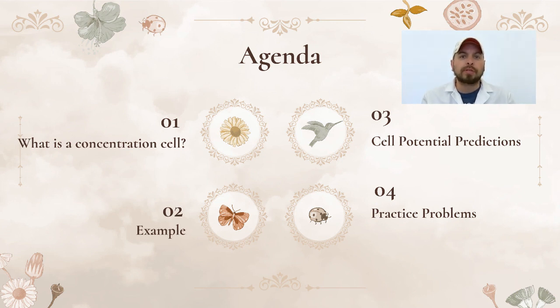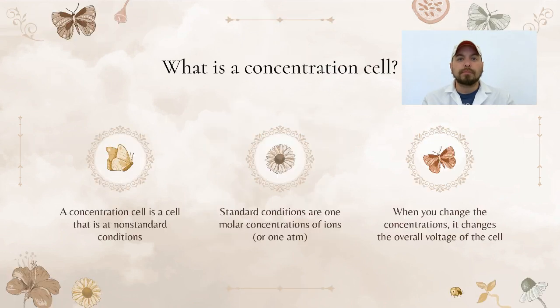But let's start with a basic understanding of a battery as it stands. Like I said in the introduction, a concentration cell is a cell that is at non-standard conditions. And if you remember back to our original E cell calculations, everything assumed 1 molar concentrations of our ions and 1 atmospheric pressure if it happens to be a gas. When we are changing those concentrations, that is going to change the overall voltage of the cell. The point of this video is to give us an understanding of how.